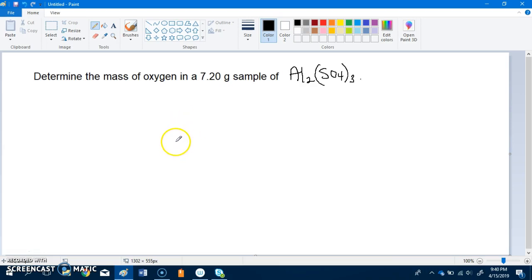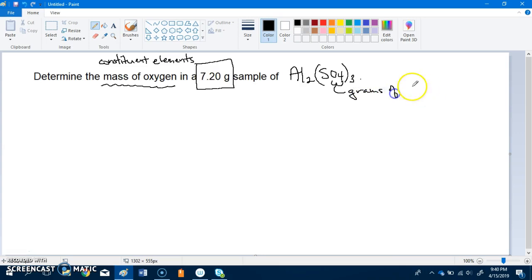So with this type of question, we are given the mass of our aluminum sulfate sample of 7.20 grams, and we're looking for the mass of oxygen, oxygen being a constituent element. And all that means is that it's just one of the elements in the compound. So if you have 7.2 grams of aluminum sulfate, how much of that is oxygen? So we're looking for a part of the 7.20 grams to be oxygen.